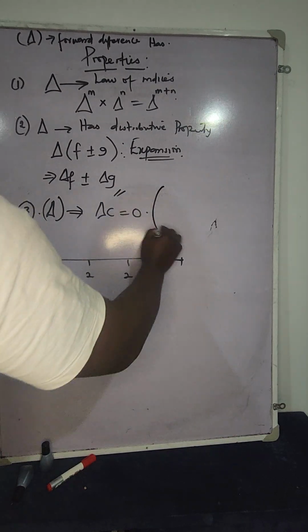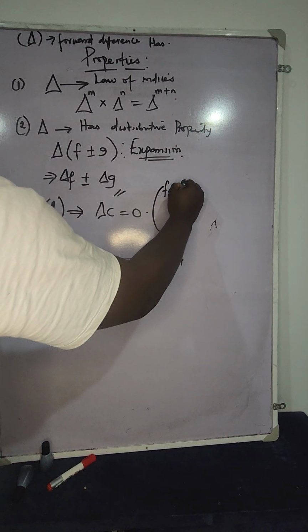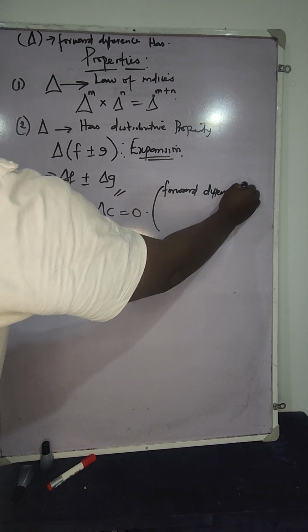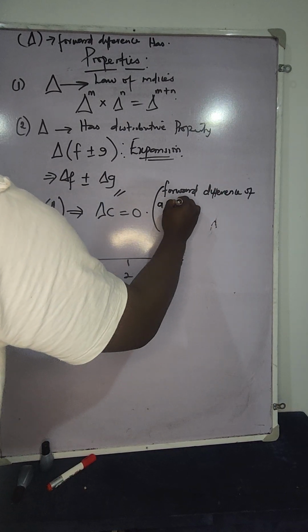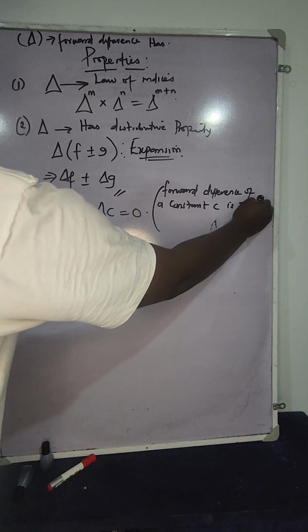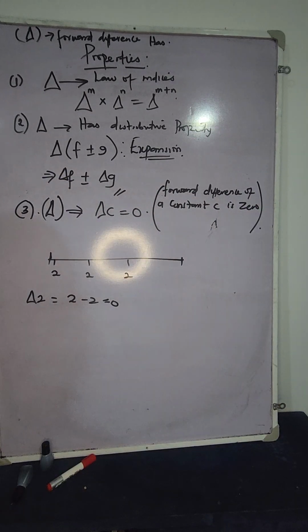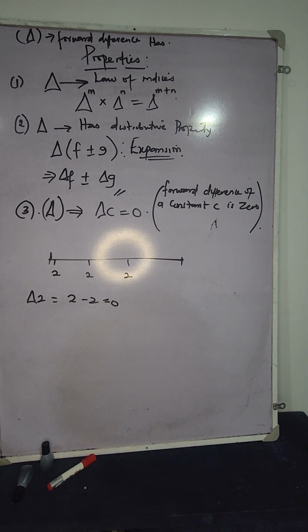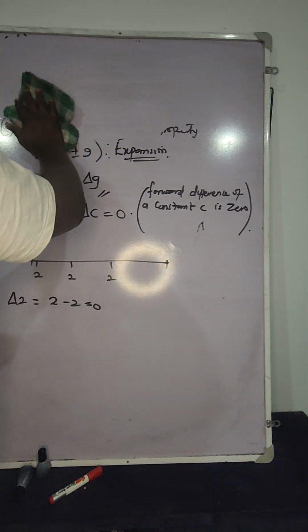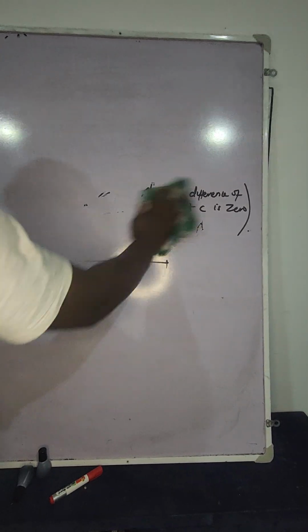The forward difference of a constant C is 0. Don't forget that. Alright. So having said all of these things, let us now begin to practice some questions on it.